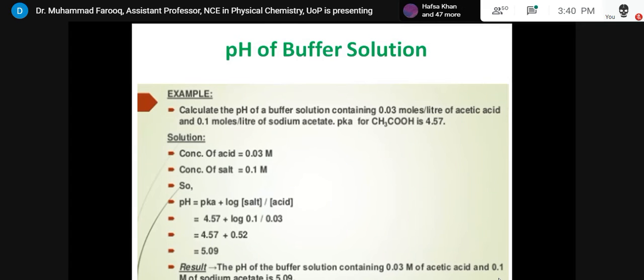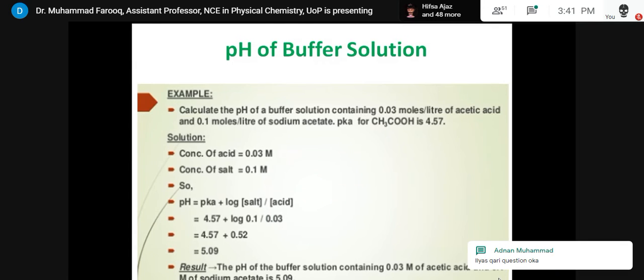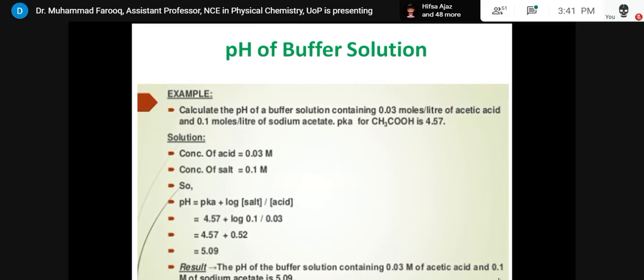Ka is the dissociation constant. Now, if pKa is equal to pH, then with respect to this it is plus log of salt divided by acid. This is the relative ratio you can see. How can you say that these are the acid? This is the same.